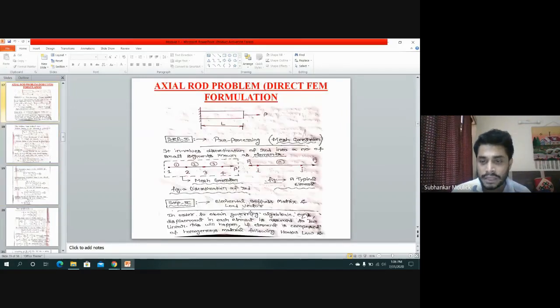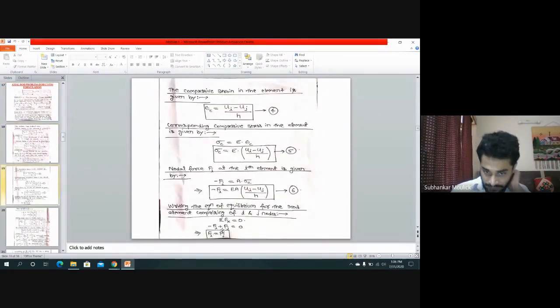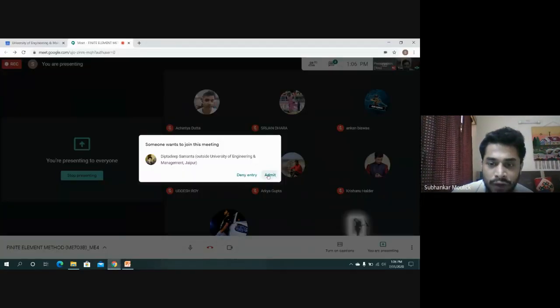Then, in order to keep the body in equilibrium, I can write that minus Fi plus Fj is equal to 0. That means Fj is equal to minus Fi.